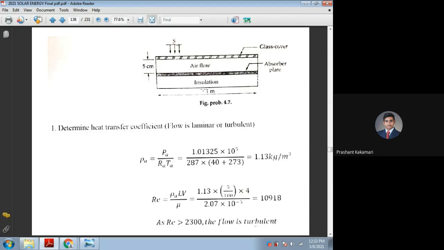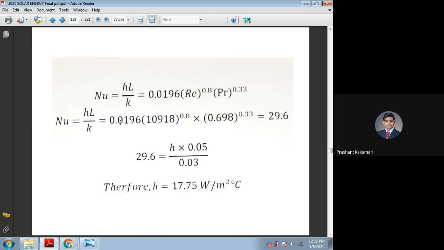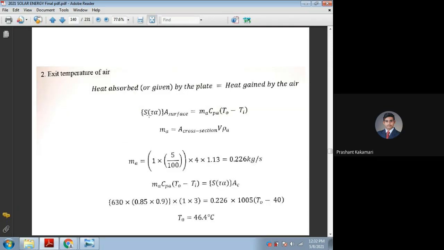Anyway, you can solve because here you can see S into tau alpha into area of the surface. This also you can find out, how much is the heat falling on the plate or heat absorbed by the plate. That also you can find out first. You can equate it with the heat carried away by the air and you can find out one of the temperatures.